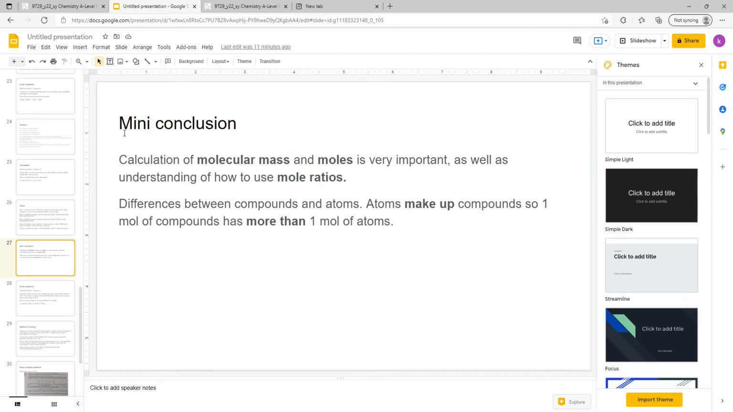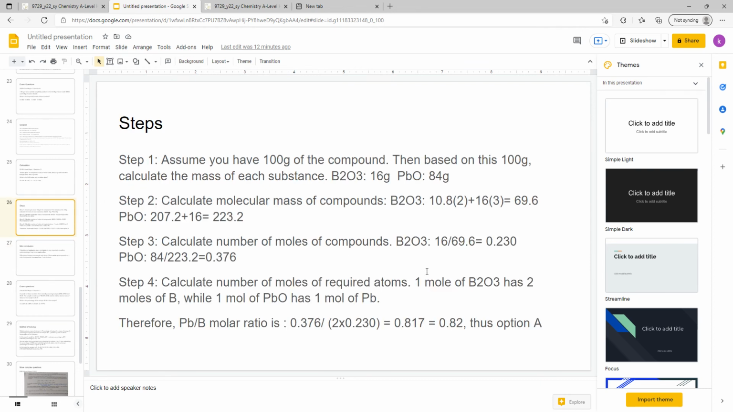A small mini conclusion we can make from looking at these questions is that the calculation of molecular mass and moles is very important, and we need to understand how to use mole ratios. Furthermore, the differences between compounds and atoms should be taken note of. Atoms make up compounds, so 1 mole of compounds has more than 1 mole of atoms. Again, 1 mole of B2O3 has 2 moles of B and 3 moles of oxygen, while 1 mole of PbO has 1 mole of Pb and 1 mole of oxygen.